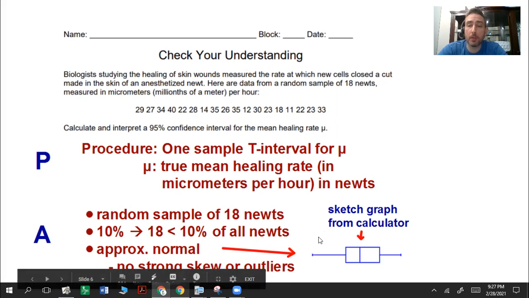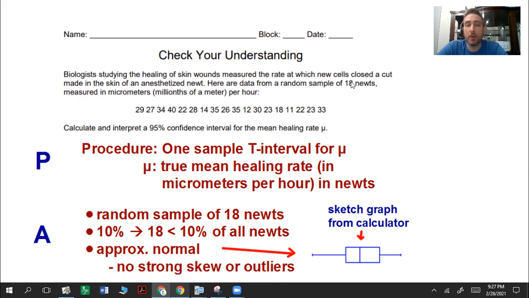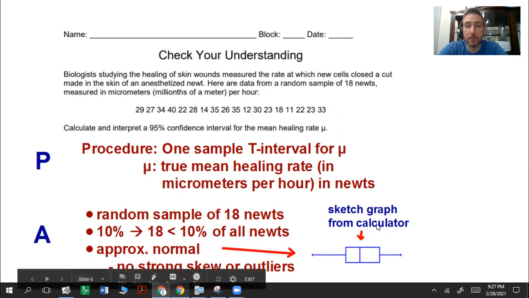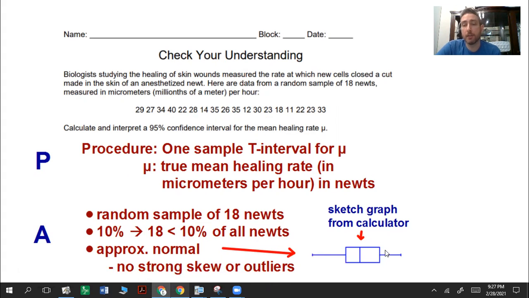And approximately normal is what the graph is going to be for, because we only have 18, so we don't have 30. We don't meet the central limit theorem, and we don't know anything about the population. So we get our sketch from the graph. We see there's no strong skew or outliers, and if that's the case, sketch it out. It doesn't have to be labeled. You say no strong skew or outliers, approximately normal, and you can move on.